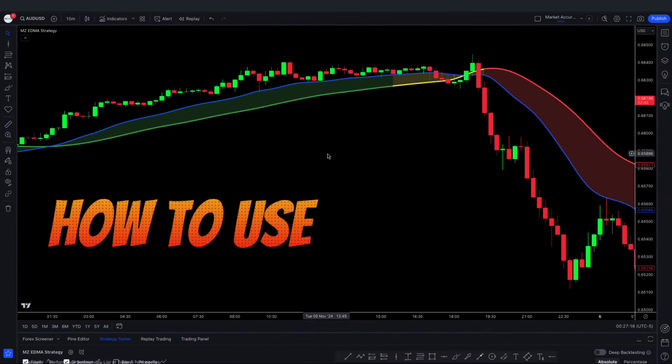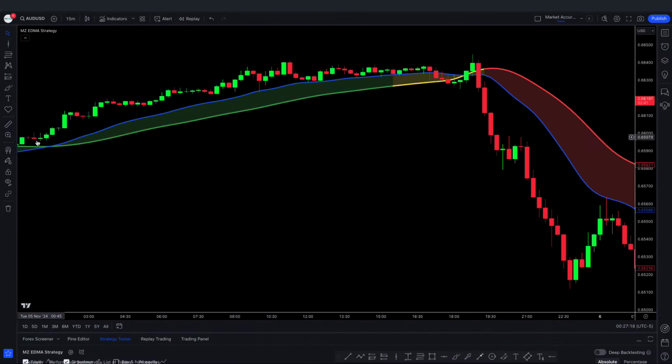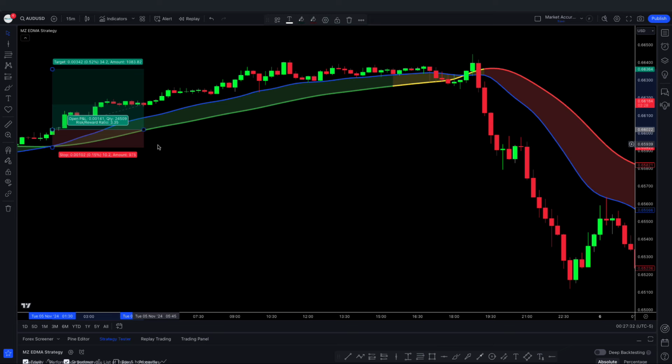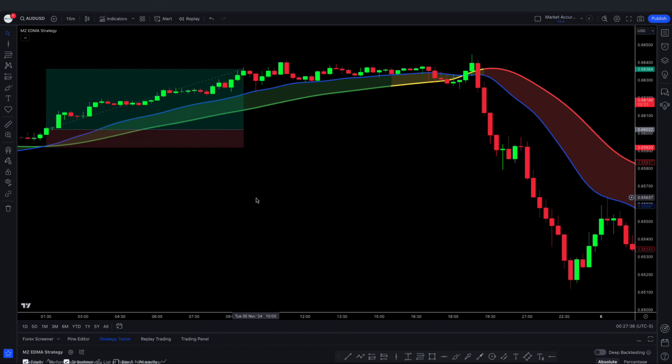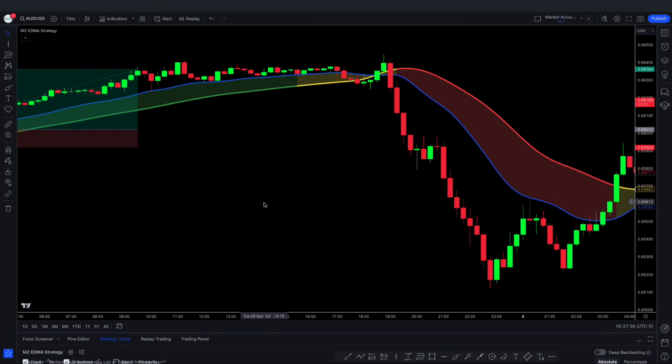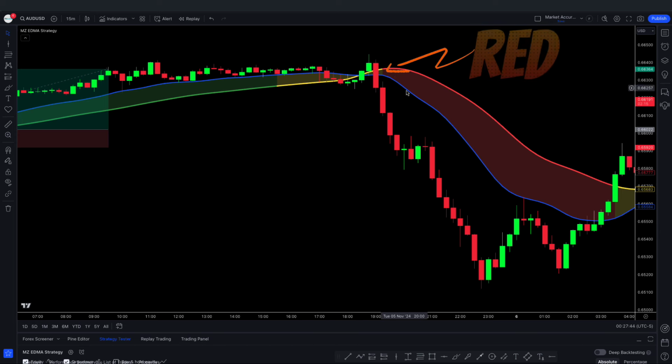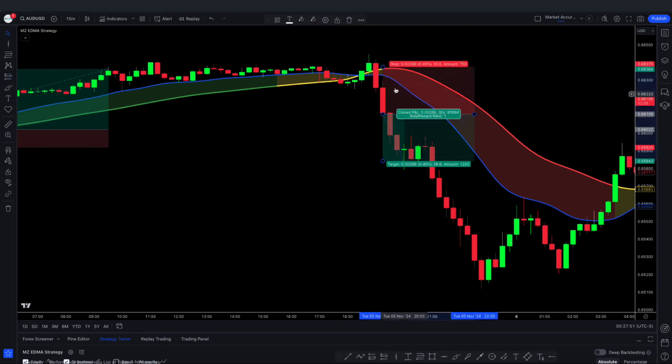Now let's see how to use this indicator. This indicator gives signals based on the crossover of EMA1 and EDMA. When both the EDMA scalping indicator lines cross each other, and the color of the EDMA line turns green, you will take a buy trade from the bullish candle. And similarly, when both the EDMA scalping indicator lines cross each other, and the color of the EDMA line turns red, you will take a sell trade from the bearish candle.